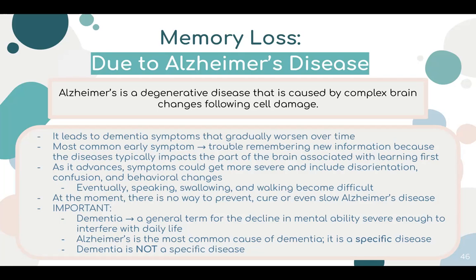Important: dementia is a general term for the decline in mental ability, severe enough to interfere with daily life. Alzheimer's is the most common cause of dementia. It is a specific disease, whereas dementia is not a specific disease.